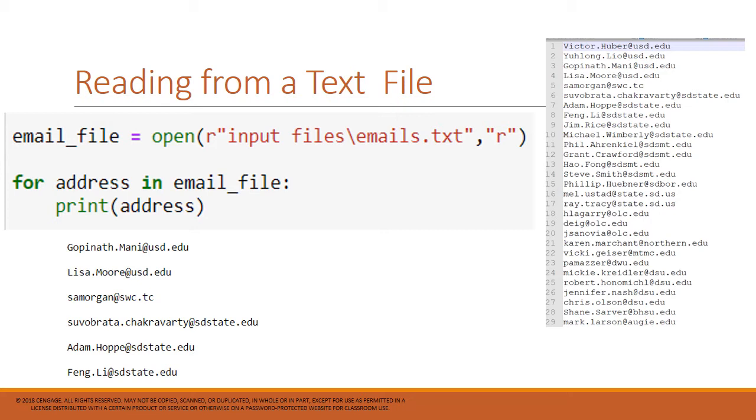First of all, note that Python provides a for loop functionality that allows us to process each line of an input file one at a time. So for address in email file takes each line of the input file and one by one assigns the line to the variable address. Then I print that address. So given the input file, notice the output where I have a blank line between each address.